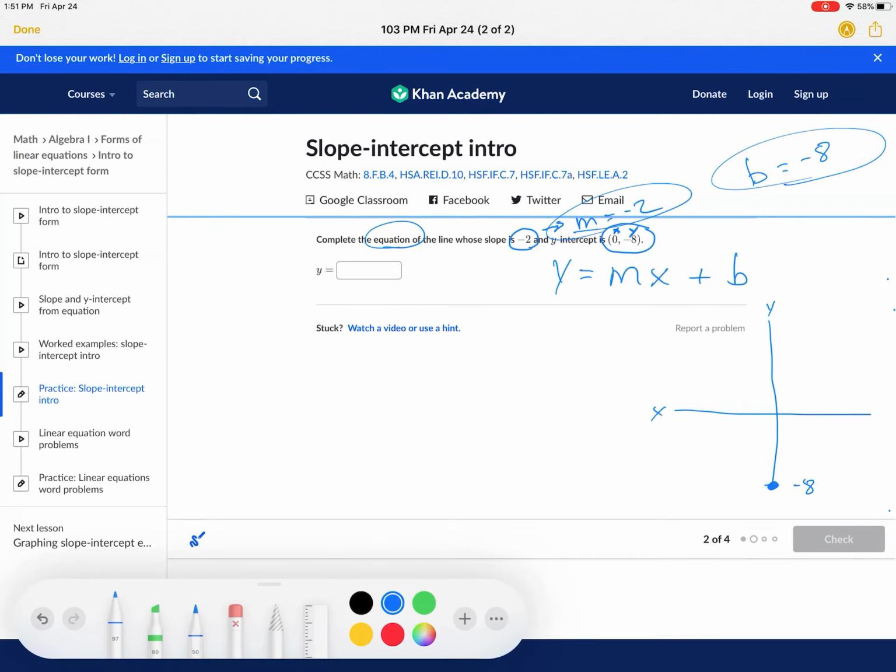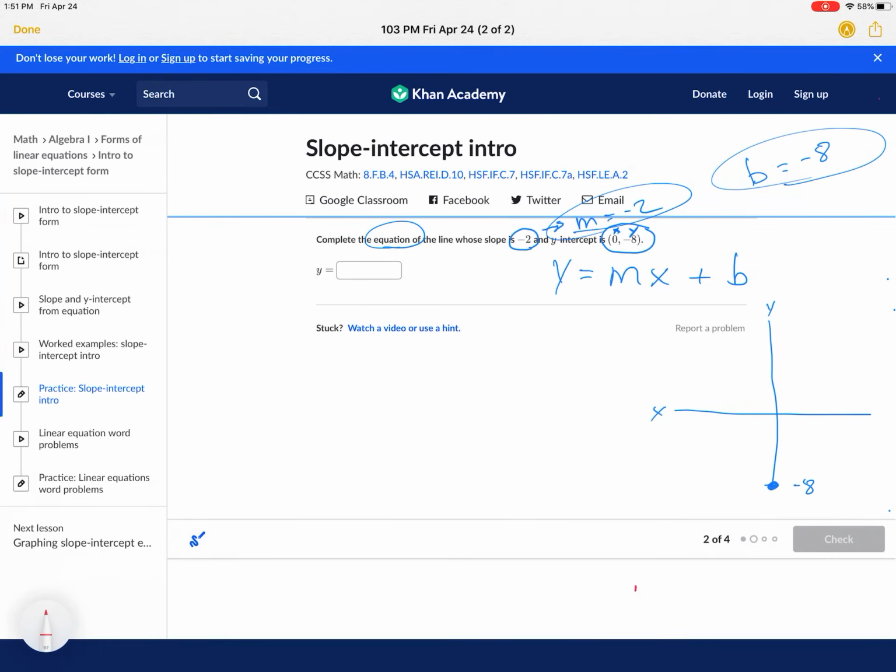So using that information, I can plug this into my y equals mx plus b. So y is going to equal m, which is -2x, plus b. I could do plus a -8 because my b is -8, but we don't actually write it like that. We're going to say that y equals -2x minus 8. All right, so that is the equation of our line.